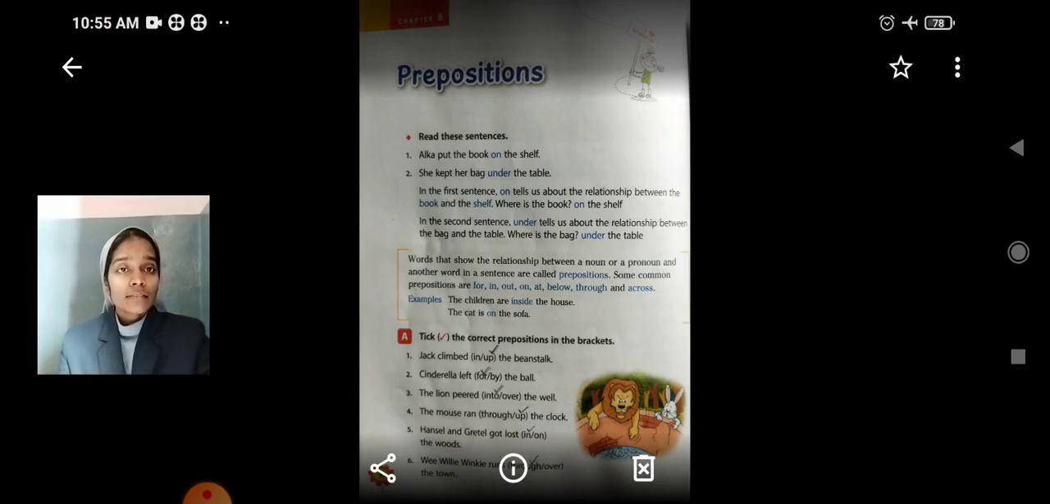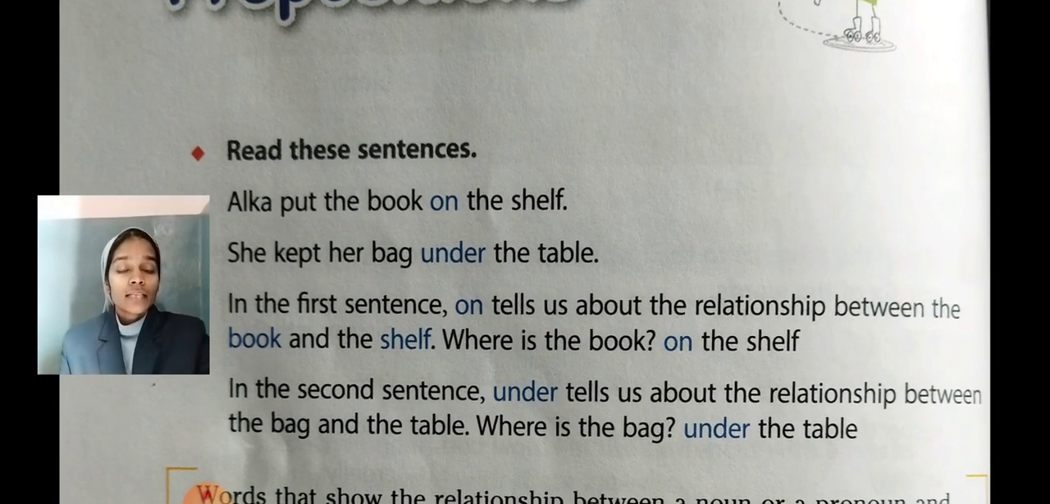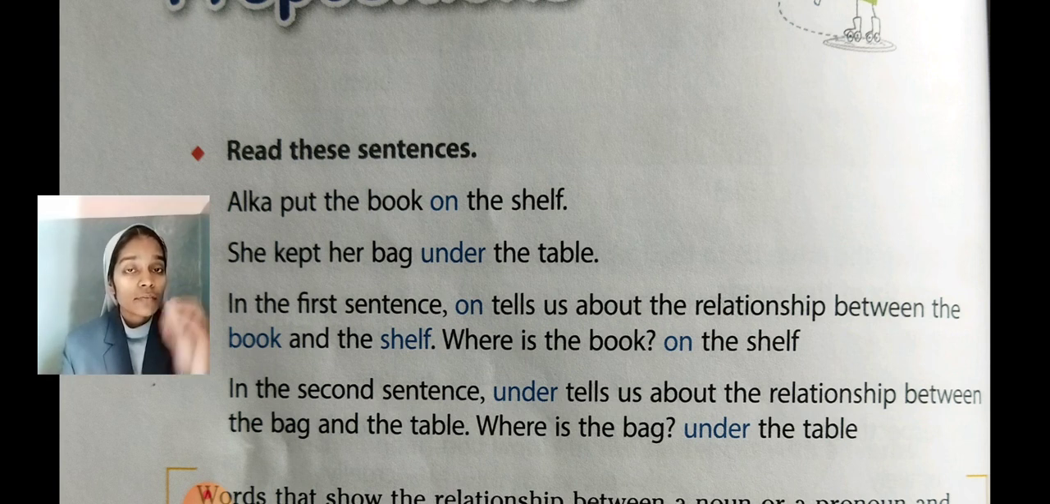So, once again, I repeat that a preposition is a word that is used to link a noun or pronoun with other words in a sentence. Prepositions tell us about the relationship between a noun or pronoun and other words in a sentence. A preposition is a word that shows the position of any object, whether it is above, below, inside, or outside. It talks about the direction, place and time. It always comes before a noun or a pronoun.